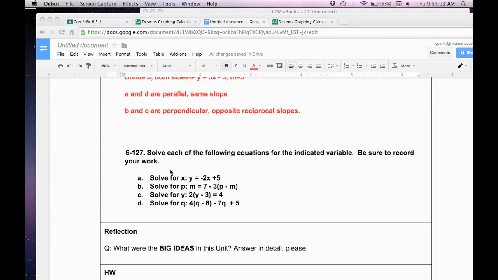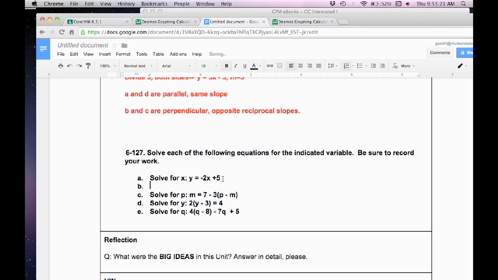Okay, 6127. Solve each of the following equations for the indicated variable. Be sure to record your work. Okay, so this is a really familiar thing. We got to solve for x here. So what we got to do here is get x alone.